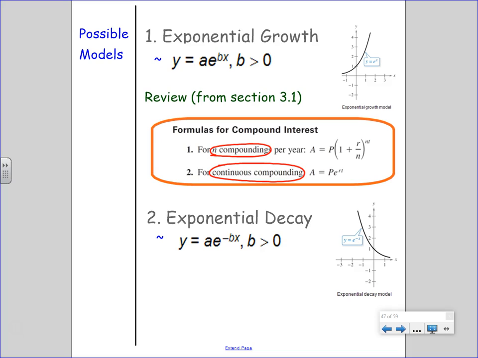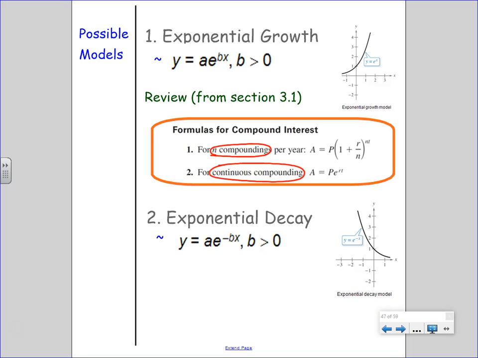What if it says it's compounded monthly? N would be 12 per year. How about daily? 365. How about weekly? 52. So N is talking about a certain number of times per year. If it's annually, plug in N is 1. If it's monthly, plug in N is 12. If it's daily, plug in N is 365. That's something that comes from the problem.